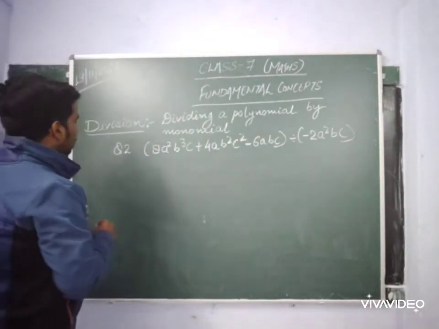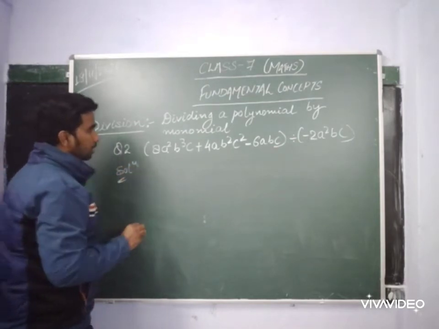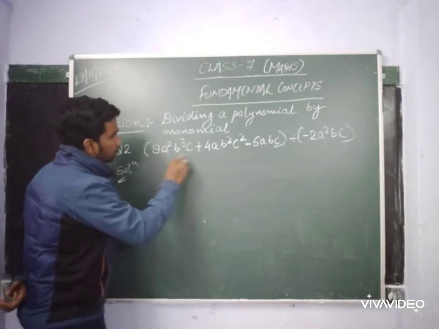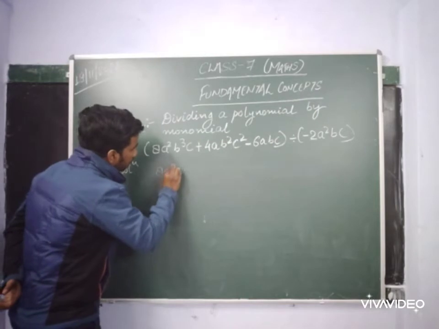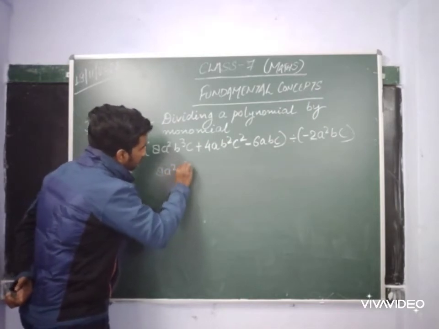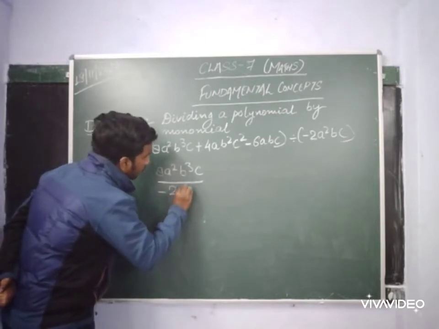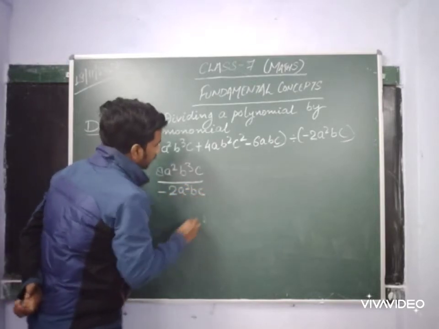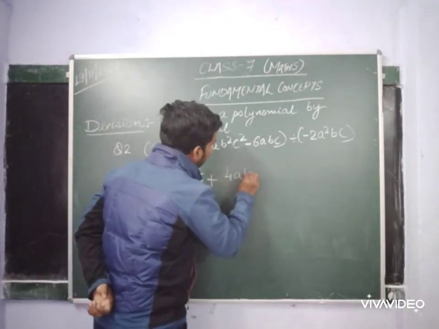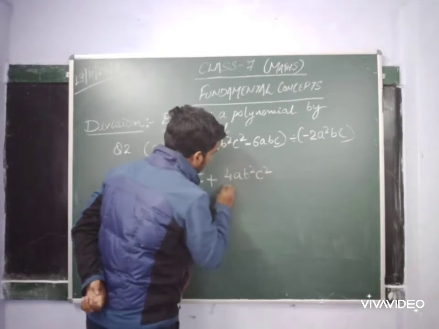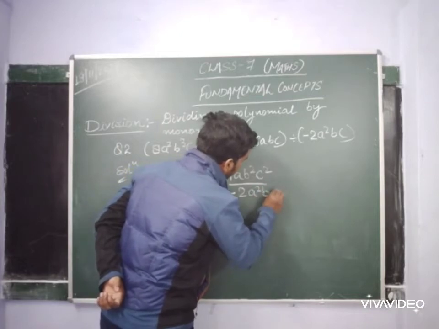So we will start step by step. First, write the solution. Clear? And take each term of polynomial. Okay, let me show you. 8a square b cube c upon minus 2a square bc. Okay, then 4ab square c square upon minus 2a square bc.